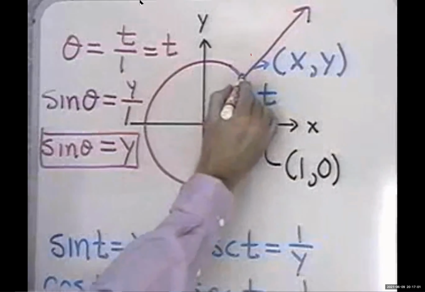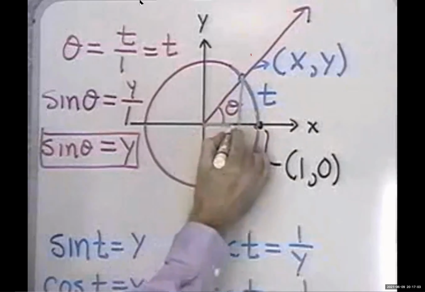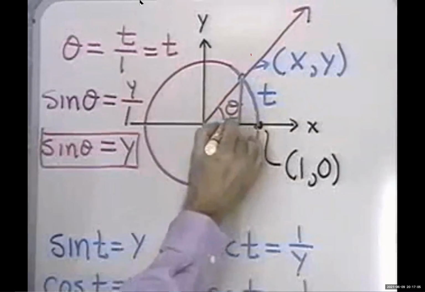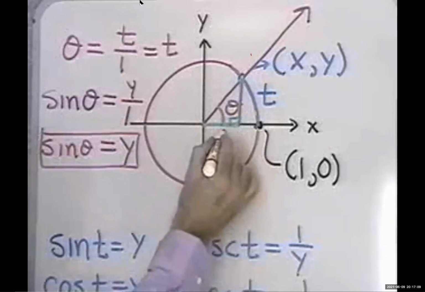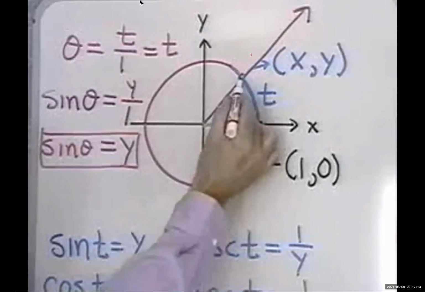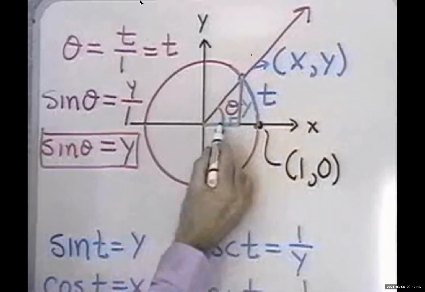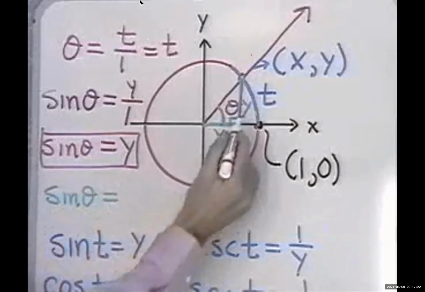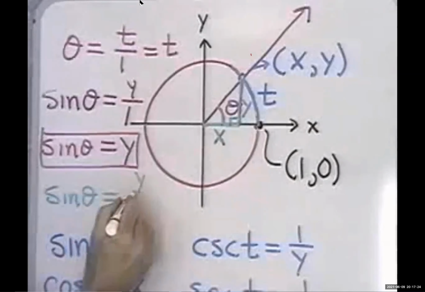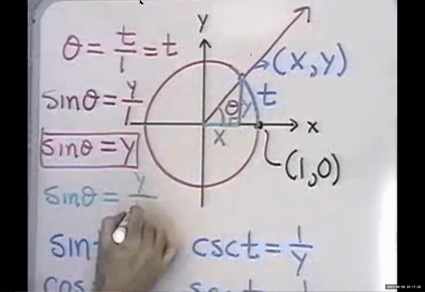I'm going to draw in a vertical line right here so I get a little right triangle. So here's my right triangle. Here's angle theta. It's an acute angle in this right triangle. The length of this side is x, and the length of this side is y if this is the point xy. Now I'll use definition 2 to find the sine of theta. The sine of theta, using definition number 2, will be the side opposite, which is y, divided by the hypotenuse, which is 1, so I end up again with y.